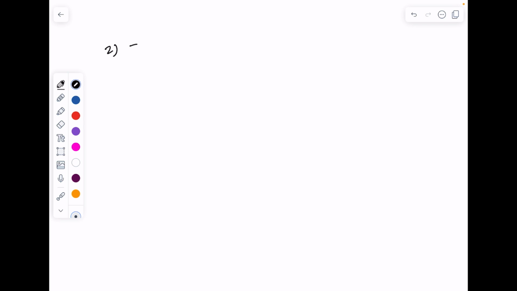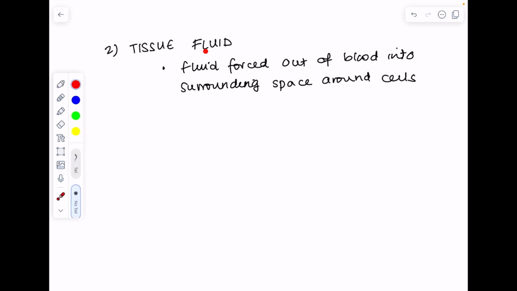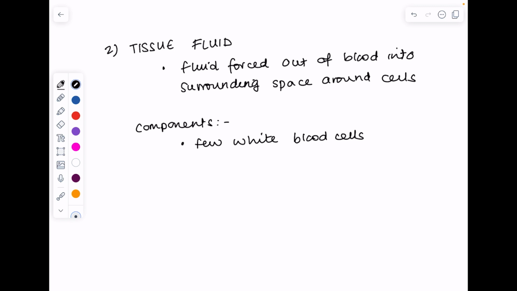Let's move on to tissue fluid now. What is tissue fluid? It's fluid forced out of blood into surrounding space around cells. So tissue fluid isn't found within blood vessels, it's found bathing the cells of the tissues. In terms of the components of tissue fluid, you've only got a few white blood cells, and there'll be no red blood cells or platelets.